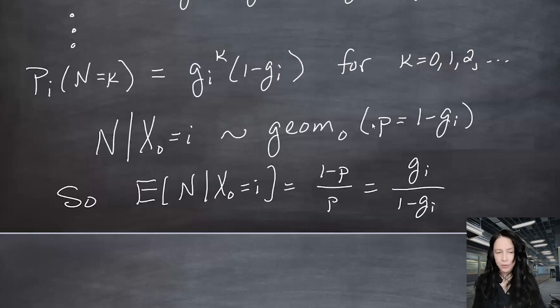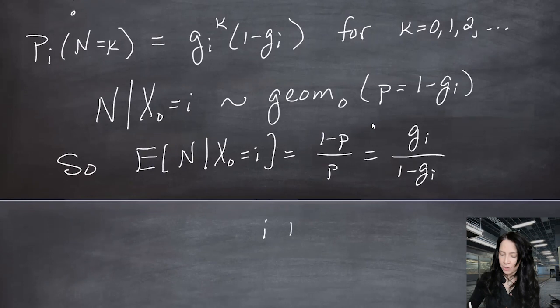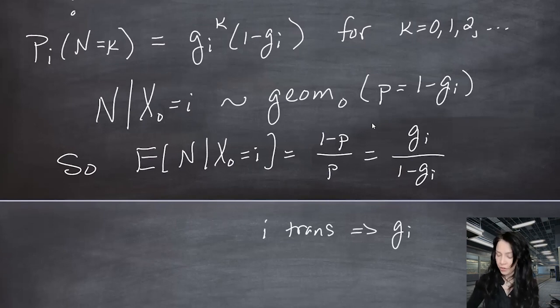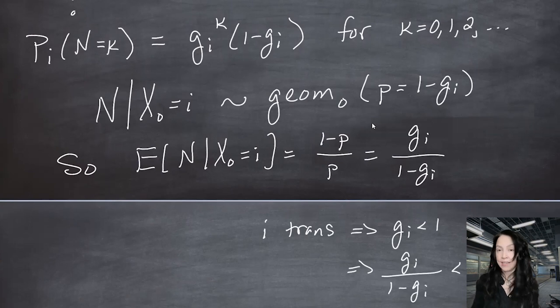Okay, so that's kind of cool. That's what we wanted to find. And I didn't actually specify that this is a transient state, but the expected number of returns for a recurrent state is infinite. And this kind of works as well. If I is transient, then GI, the probability of returning to I given you start at I, is less than one. And that means that this GI over (1 minus GI) is finite. The expected number of returns to a transient state is finite. And here is an expression for it.